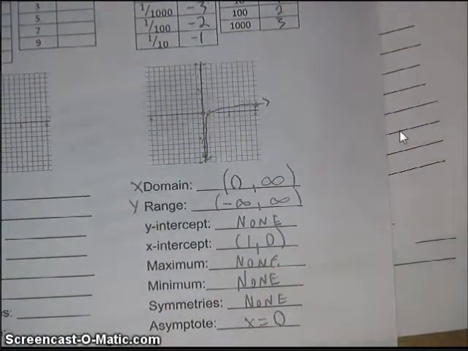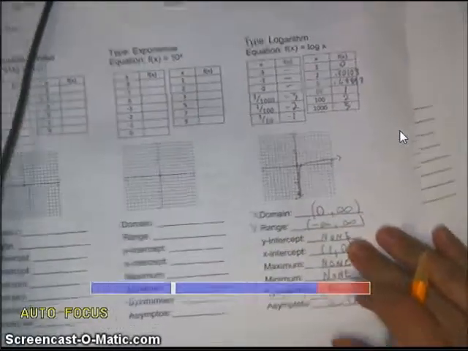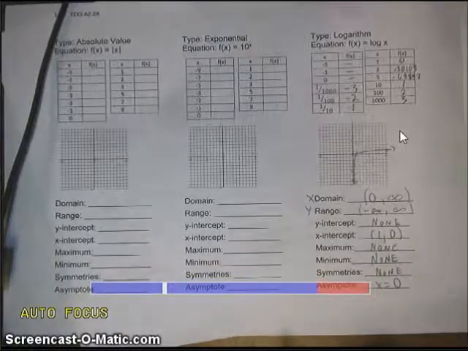And that's it. Those are the two I'm going to show you. Those are the two for parent functions. Now you'll need to do the other 7 on your own for homework, but hopefully that helped.